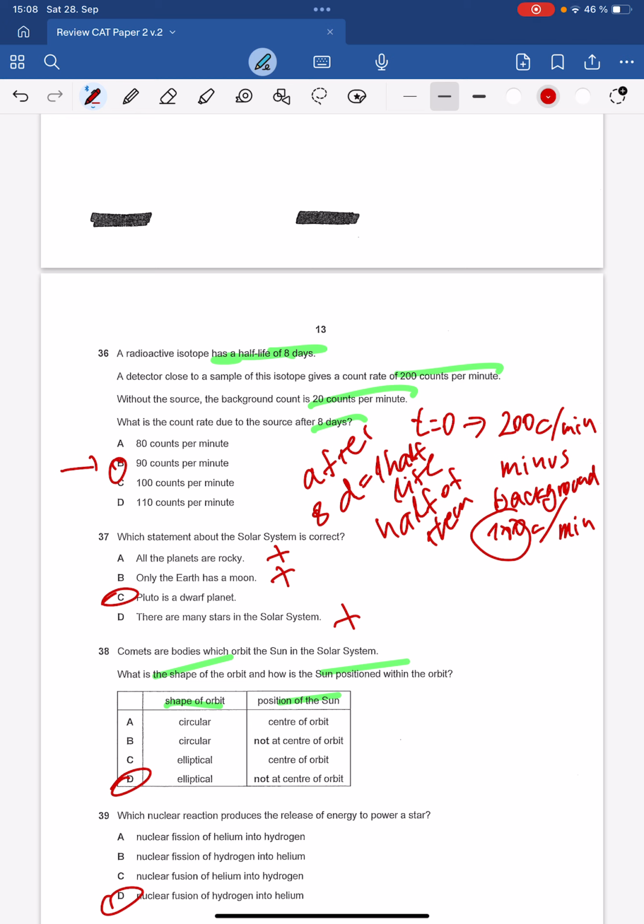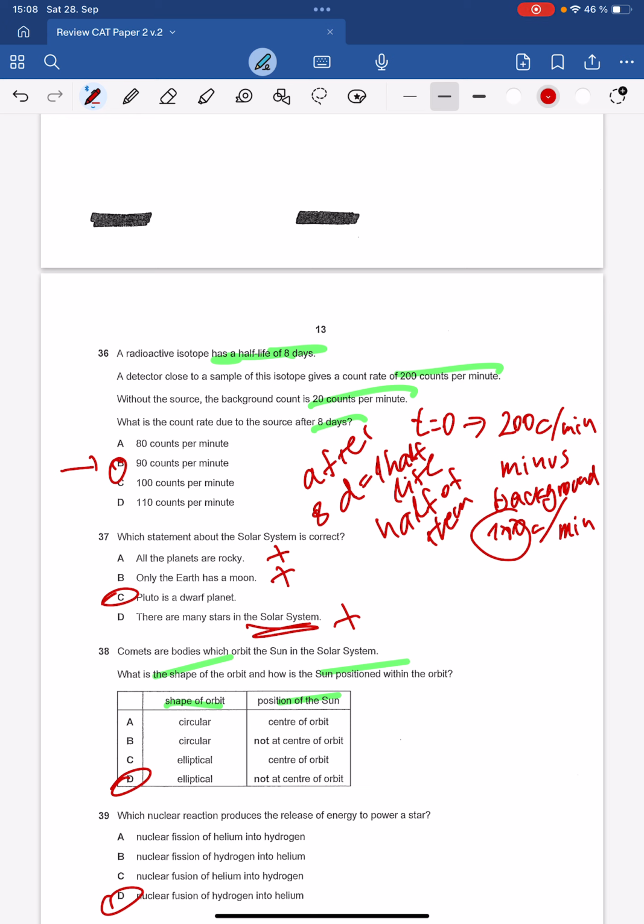There are many stars in the solar system. Some of us chose that answer. And I'm like, guys, read the question, please, carefully. There is only 1 star in our solar system. When it says in the solar system, okay, it means our solar system. There's only the sun. We don't have anything else.